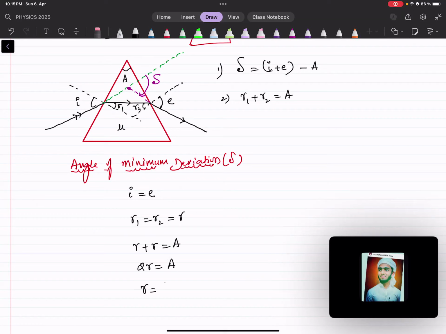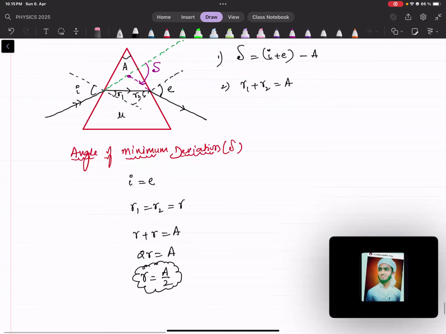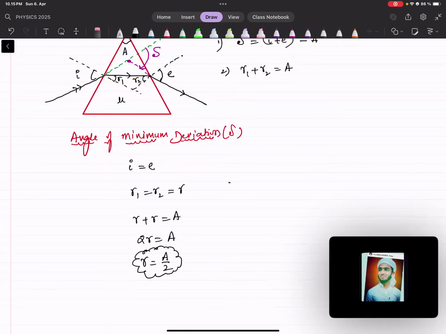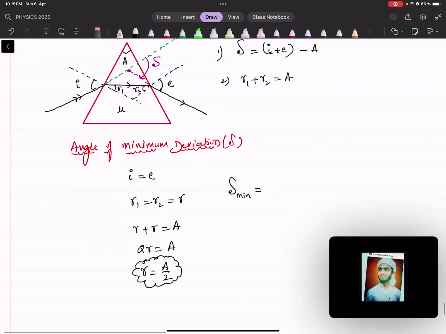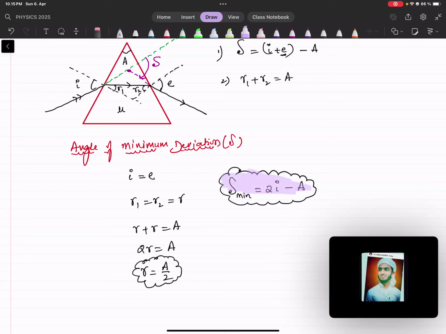So angle of refraction will be equal to how much for me? A by 2. For the minimum deviation, refraction angle will be equal to half the angle of your prism. Minimum deviation formula, delta minimum is equal to I plus E. What is the value of your I? Both of them are same. It is 2I minus your A. Okay. So minimum deviation is equal to 2I minus your A. Because from this one, I'm taking E equal to your I.